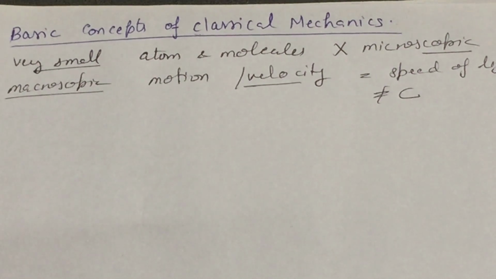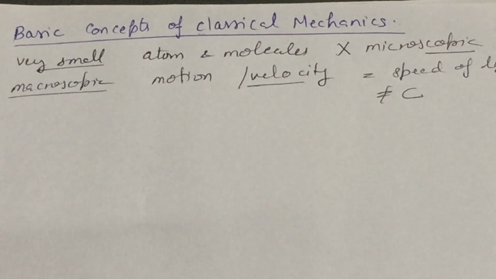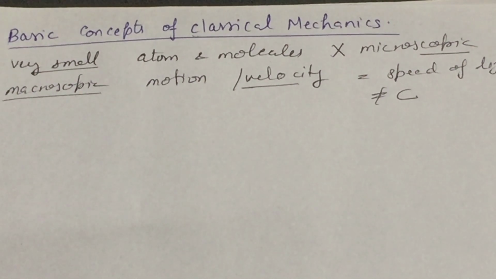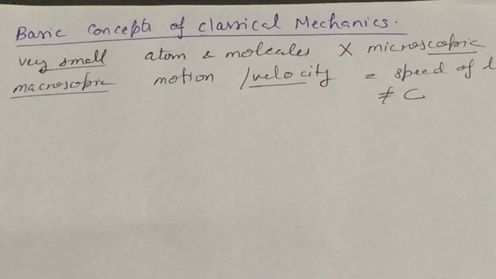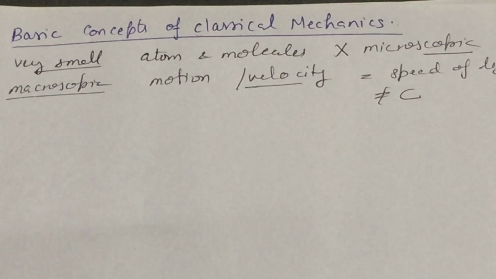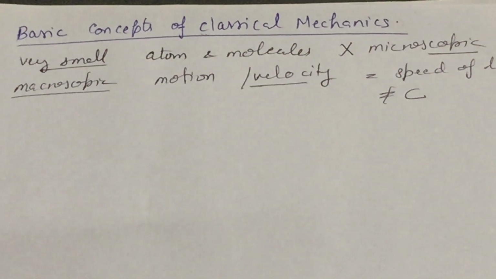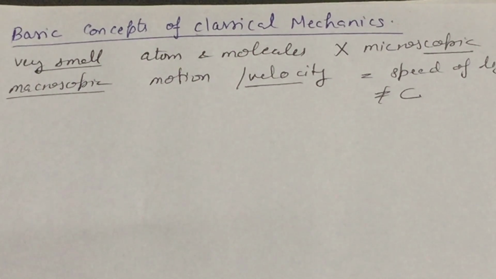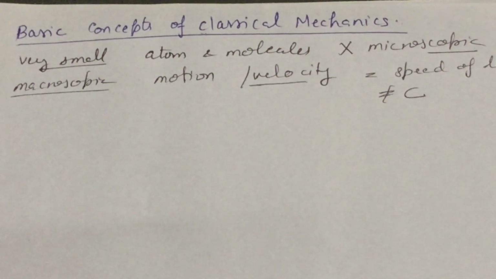If we are dealing with microscopic particles, or subatomic particles like electron, proton, neutron, their motion, their masses, it means we are studying quantum mechanics. And if we are dealing with particles which are moving with approximately the speed of light, it means we are dealing with a branch of physics that is known as relativity.